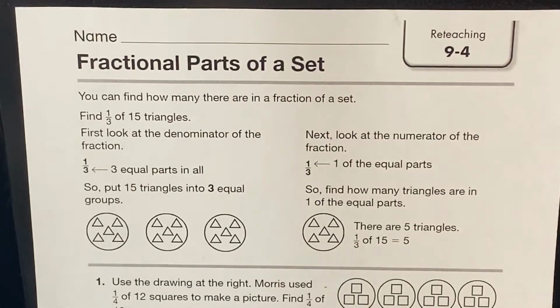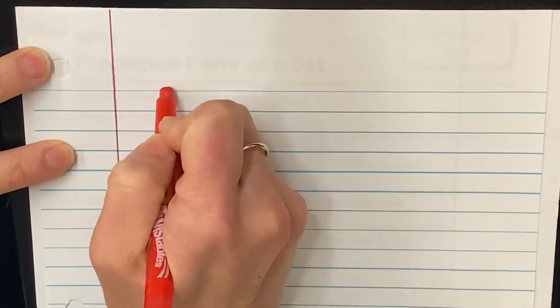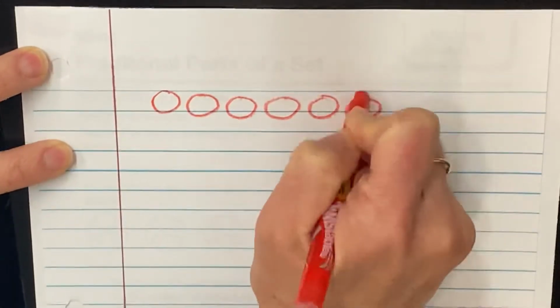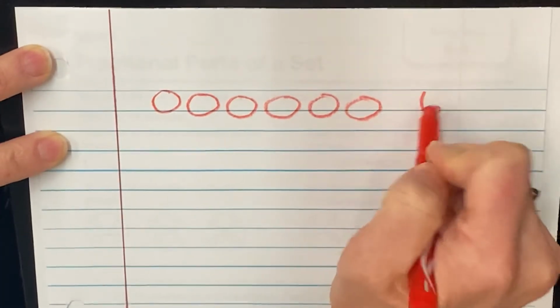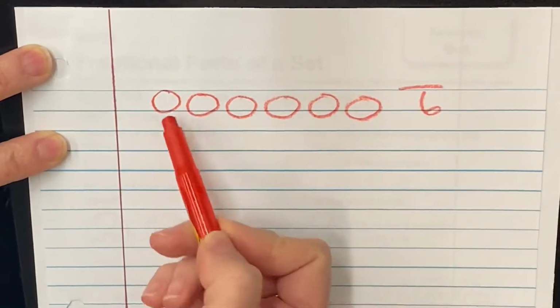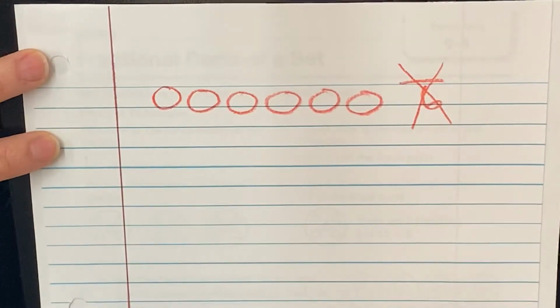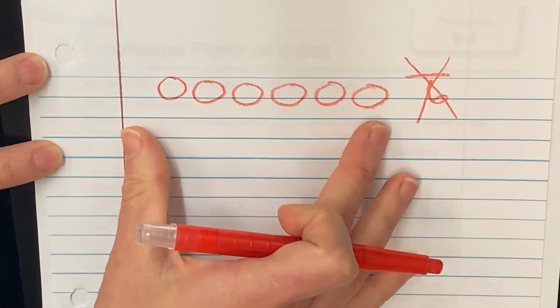Okay, when we're looking for a fractional part of a set, we're trying to figure out how many there are in a fractional set or how many are in a section of that set. So if we had, we'll just do some circles. Let's start with 6 circles. Okay. And normally, if we have 6 circles, usually our denominator would be 6, and then our numerator would be however many is shaded in. Well, we're not going to do it that way. We're going to look for a fractional part of this whole set.